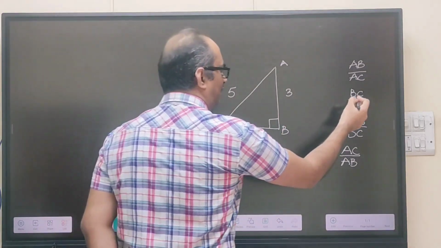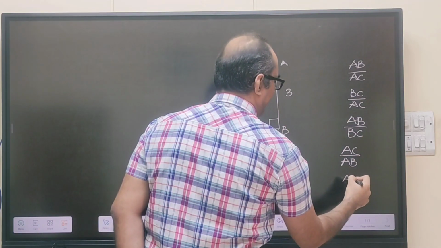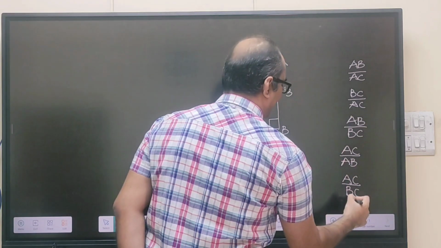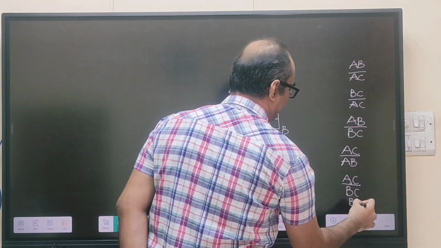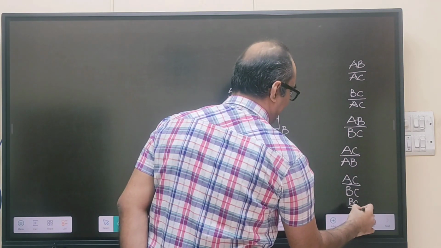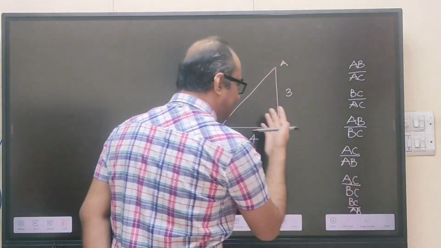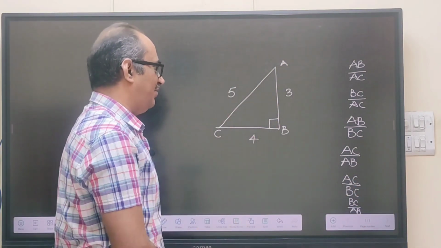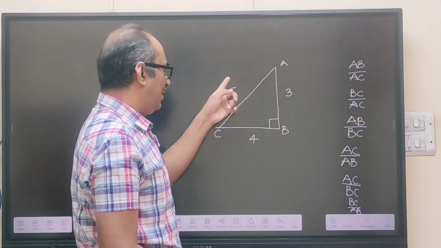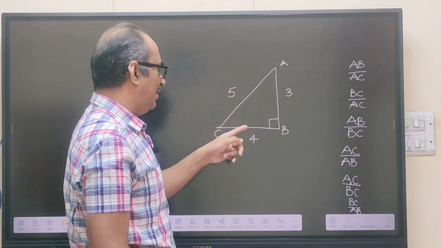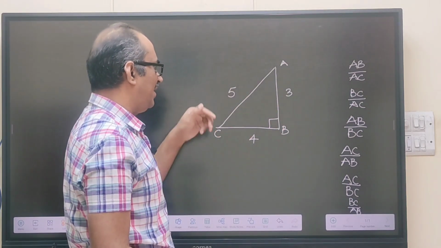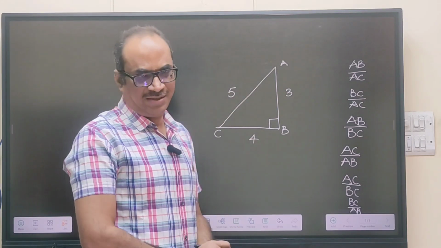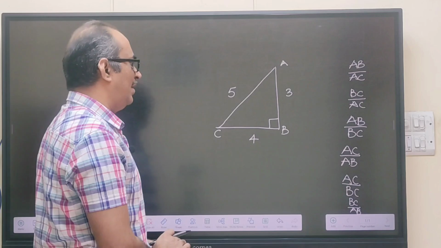So if I can do BC by AC, I can also find AC by BC and AB by BC. So we have BC divided by AB. Now these are the only 6 combinations of ratios. So AB by AC, AB by BC, BC by AB, BC by AC, AC by AB, AC by BC. There are only 6 combinations.